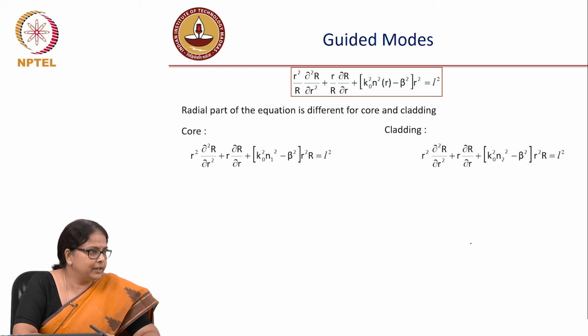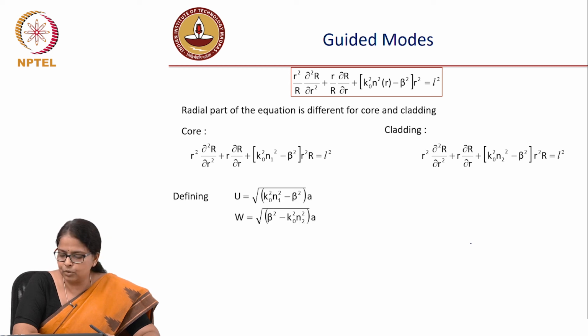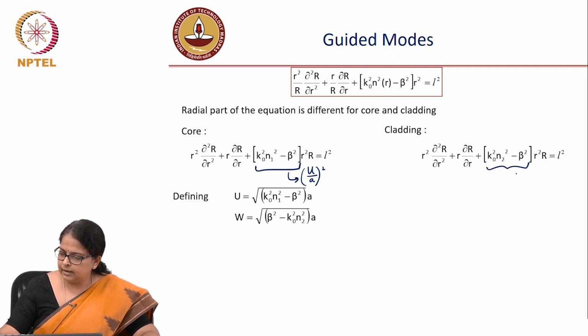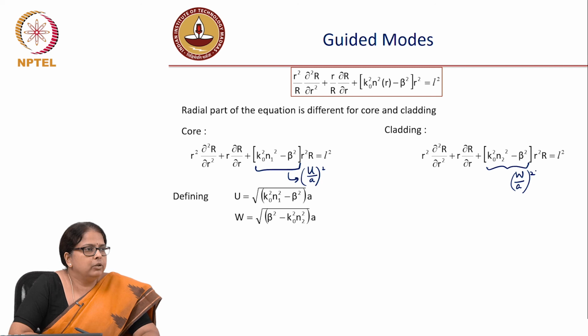Okay. Now, there are too many variables here. So, we are going to change the variables. We are going to call this one u square, multiplied by the core radius, or rather this divided by a is what I am calling, u divided by a the whole square, and this one I am calling w divided by a the whole square. Is u a constant or a variable? Do I know u or do I not know u? Because beta is unknown, u is unknown, w is unknown.